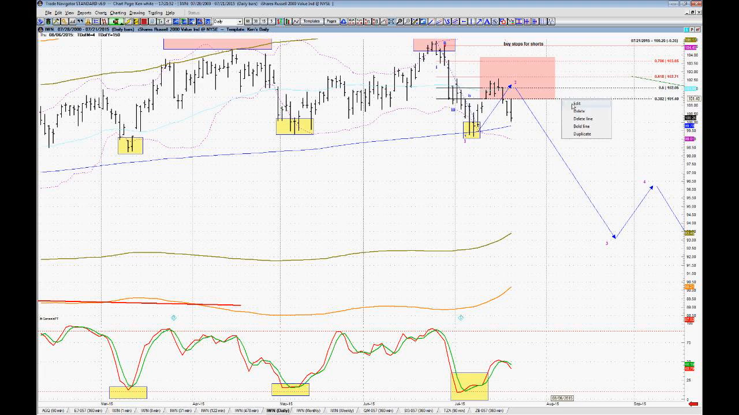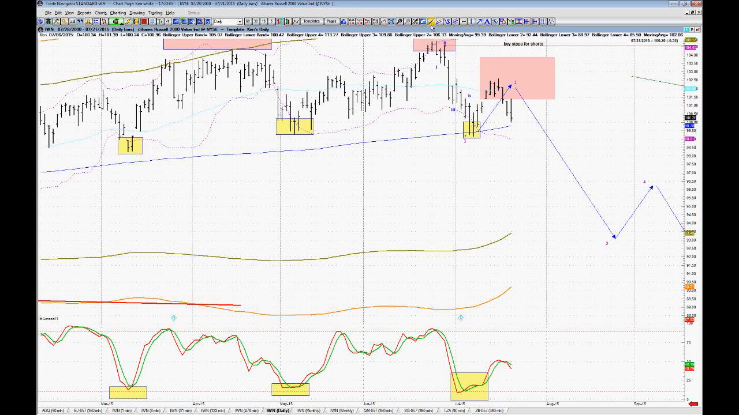We're going to look at the same type of decision support indicators. First, we're going to drop down and look at the stochastic. Stochastic just crossed down, but it did so from a lower high, just like price rolled down from a lower high.